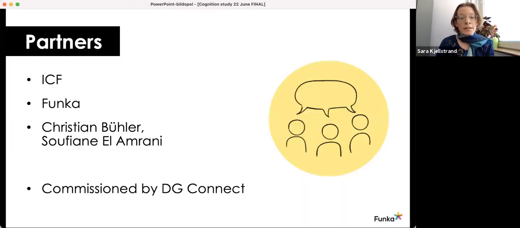Part of the study team is ICF, which is a strategic communication consultancy. Funka, we are experts in web accessibility. We also have an advisory board, Christian Bühler and Sofiane El-Amrani from Inclusion Europe. And the study has been commissioned by DG Connect in the European Commission. It's a one-year study, so we are now in the first half of the study.